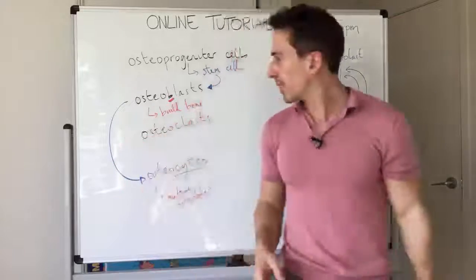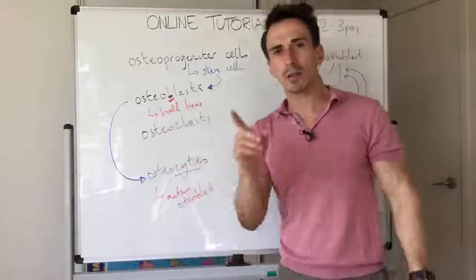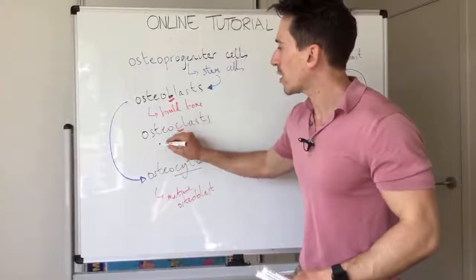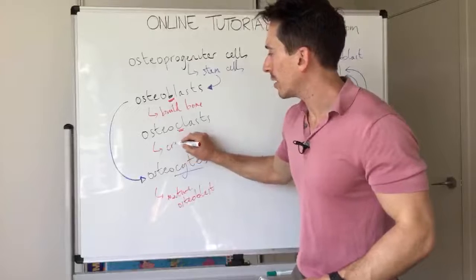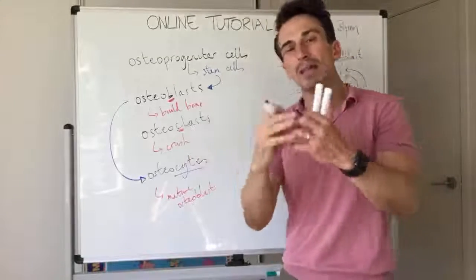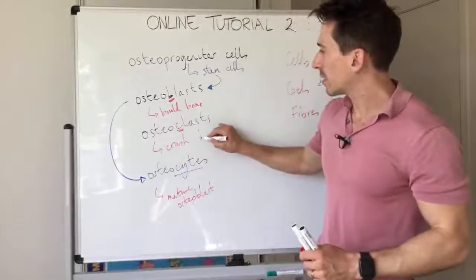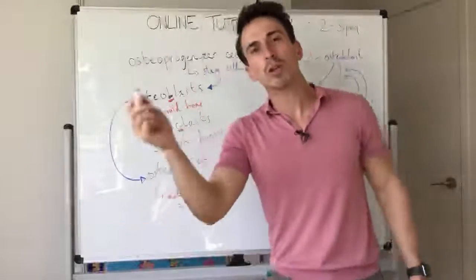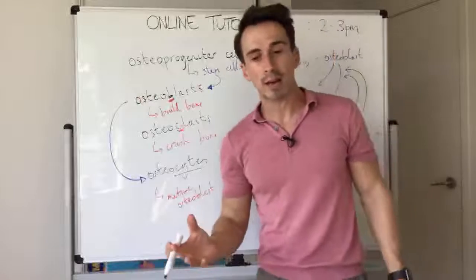They evaluate. Now, the only type we haven't spoken about is the osteoclasts. Now, I think of the C in clasts as crushing. They crush bone. Now, they don't actually crush bone, they break it down. But think of the C as crush bone. So osteoblasts build bone, osteoclasts crush or break down bone.